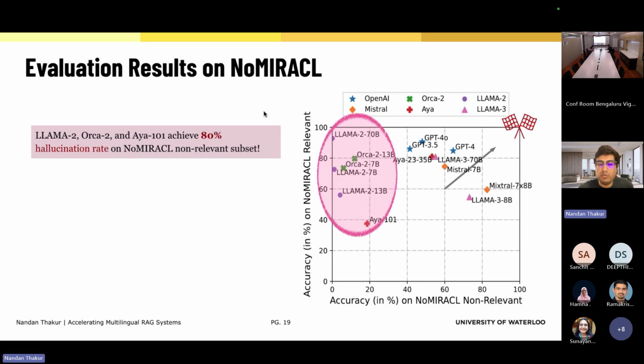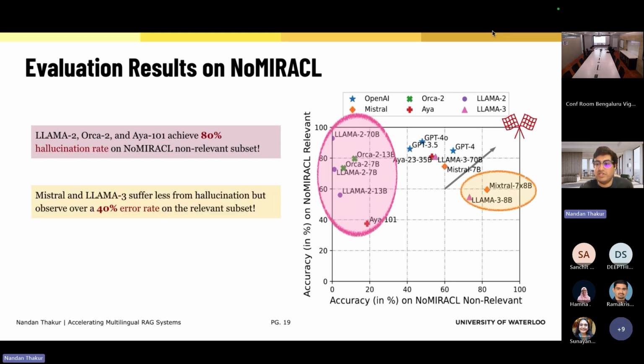What we found was, in general, a lot of existing models like Llama 2, Orca 2, and Aya would do well on the relevant subset. However, on the non-relevant subset, they achieved over 80% hallucination rate, indicating that they were unable to identify non-relevant passages or say that none of the passages can answer the question.